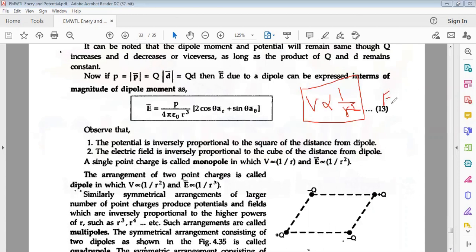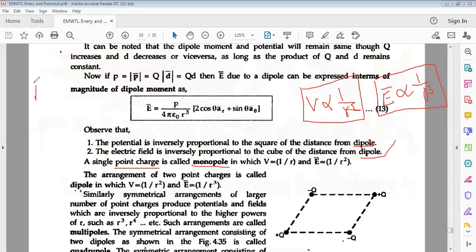So the electric field intensity is inversely proportional to the cube of the distance from the dipole. A single point charge is called a monopole, in which the potential V is proportional to 1 by R and the electric field intensity is proportional to 1 by R square. Now I am taking the dipole. For the dipole, the potential is 1 by R square and the electric field intensity is 1 by R cube.